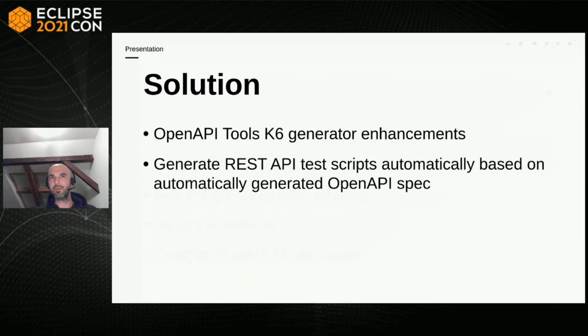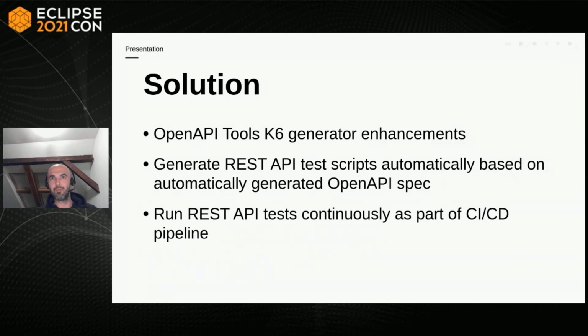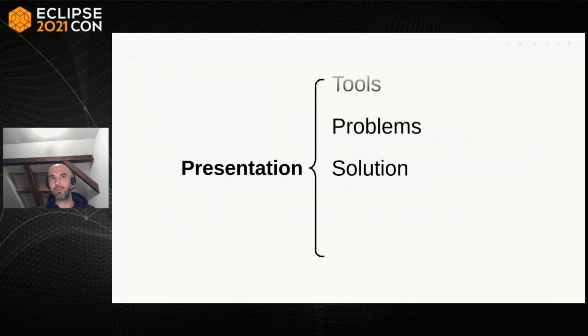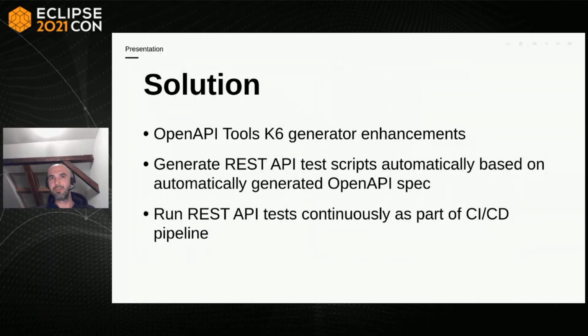So with this, you can generate the REST API test scripts automatically based on automatically generated OpenAPI specs. So you focus only on the code development, and then everything else is done for you from that point on. And this way you can run the REST API tests continuously as part of the CI/CD pipeline.